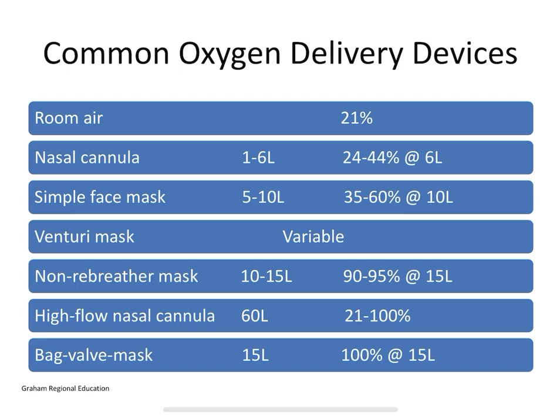Common oxygen delivery devices include nasal cannulas, simple mask, Venturi masks, non-rebreathers, high-flow nasal cannulas, nebulizer mask, and bag valve mask. Each device serves a different purpose depending on the severity of hypoxia and the patient's respiratory demand.